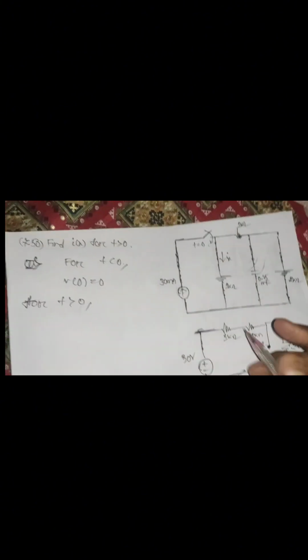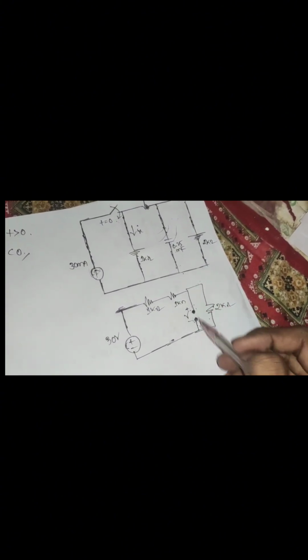Now for t greater than 0, the switch will be closed and the whole circuit will be in steady state form. If the whole circuit is in steady state form, we can replace the capacitor with an open circuit, which we did already. So the voltage across the capacitor, or V infinity, equals the voltage across the 2 kilo ohm resistance. Now we can use simply voltage divider or nodal analysis, whatever we want.